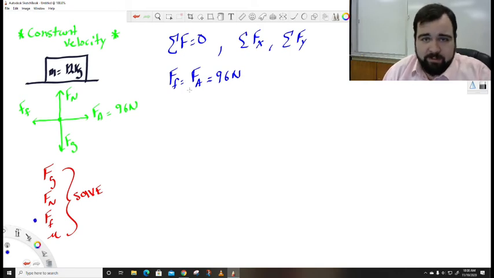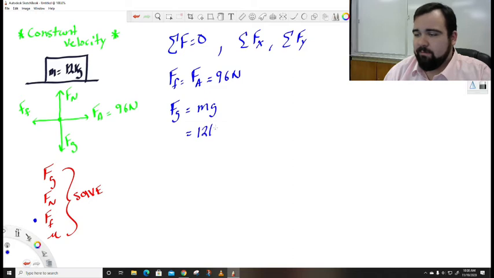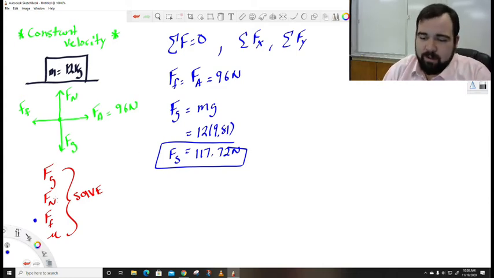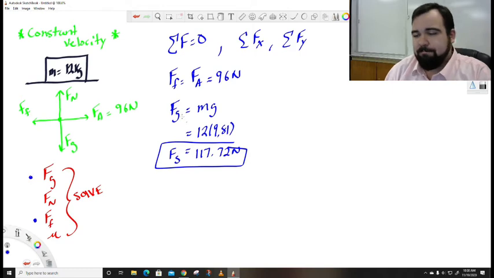The next bit is figuring out the force of gravity. Since we know the mass and we know this thing is going to be on Earth, we can go ahead and figure out what Fg is. So Fg is mg. Plug in the values and see what that comes out to. Alright, so we get 117.72 newtons as our force of gravity. So that is another one of the things we needed.